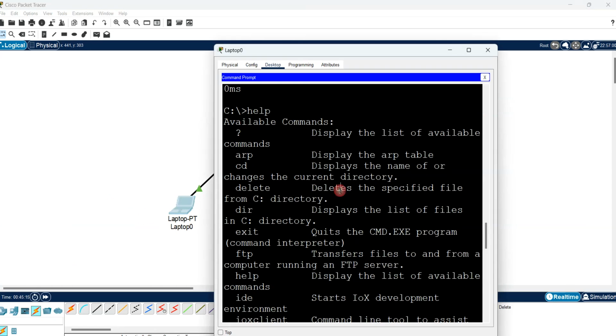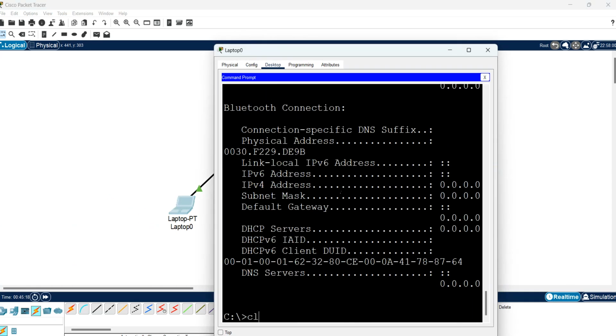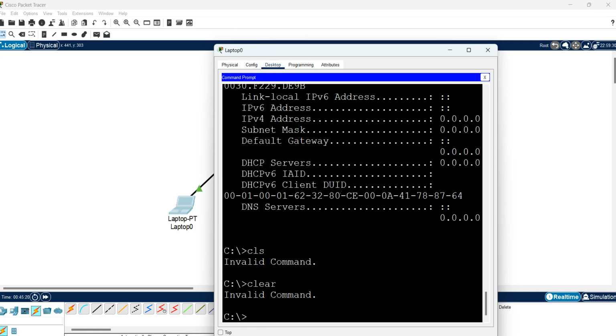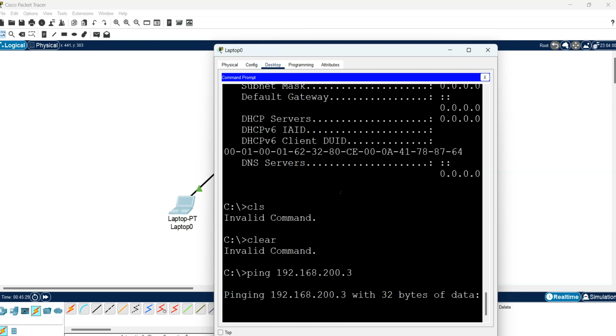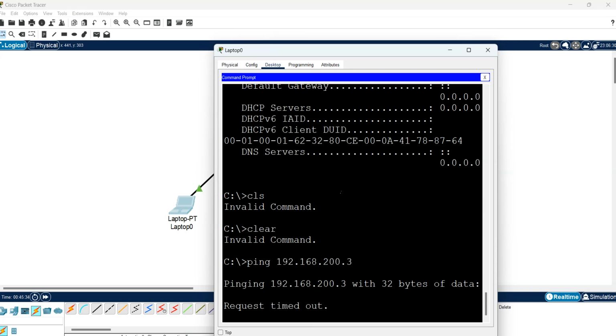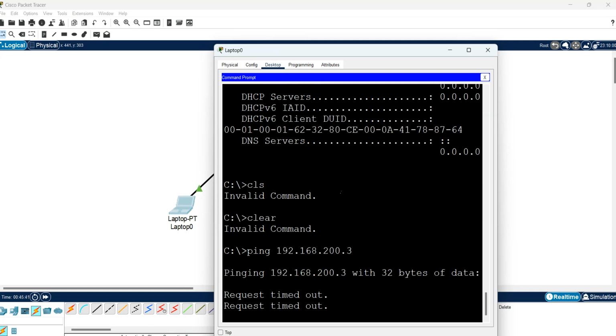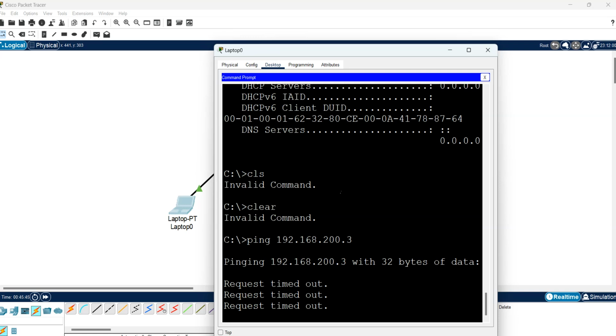So if I open the command prompt here, let me go ahead and clear the screen. Not all the commands are available. If I try to ping 192.168.200.3, I'm going to get a timeout. It's like, hello, you cannot reach it. It's on a different network. There's no communication between them because my first 3 octets are 192.168.100, and I'm trying to reach 192.168.200. There's no way they can talk to each other, and it's failing.